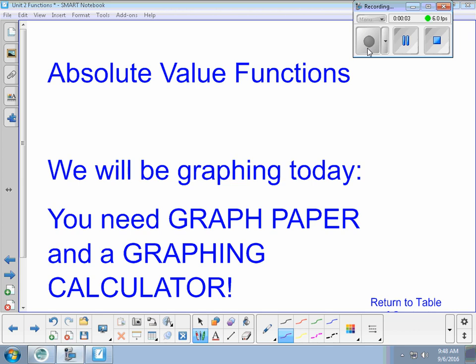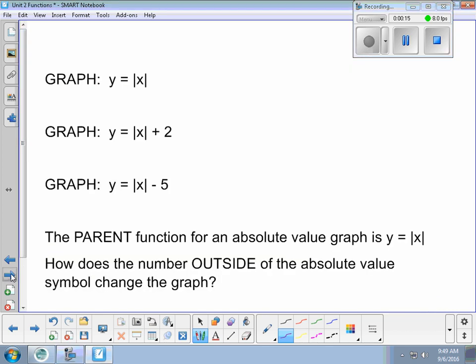Today we're going to be graphing some absolute value functions, and although I will show you how to do it by hand, I will also show you how to use the graphing calculator to make things a little bit faster for you. We're going to graph y equals the absolute value of x, y equals the absolute value of x plus 2, and y equals the absolute value of x minus 5.